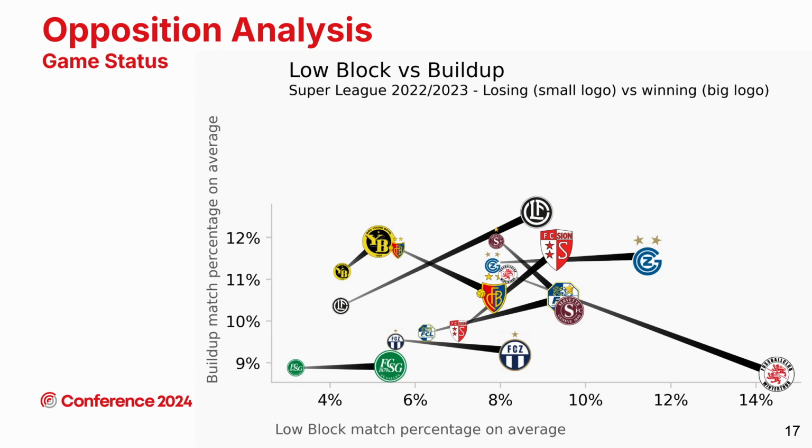We can clearly see differences among teams. For example, Winterthur on the bottom right side almost double the percentages of low block when winning, while, for example, Young Boys and St. Gallen on the left side have similar values throughout the games. If we look now at the y-axis, so the build-up percentages, we can see, for example, again, Winterthur, but also Basel and Servette in the middle of the graph, with decreasing values in build-up when in winning situations, while Lugano, for example, increases the percentage of build-up when winning.